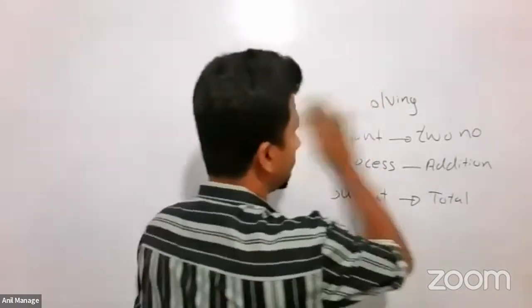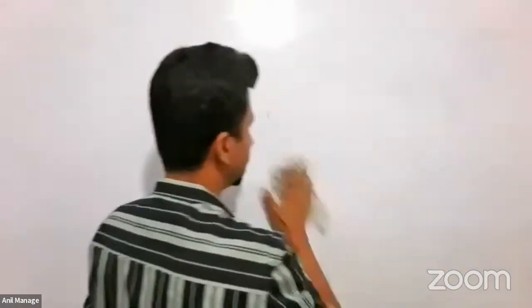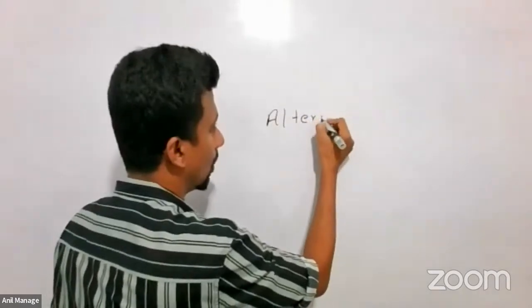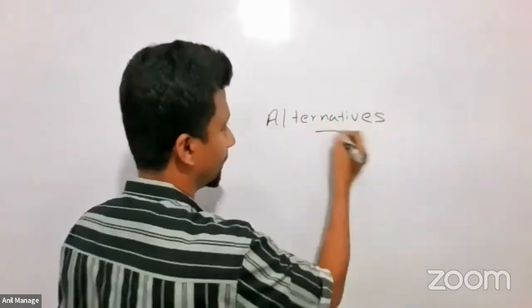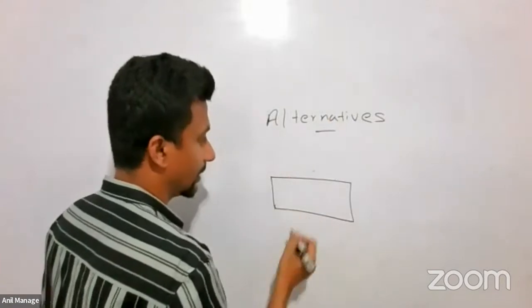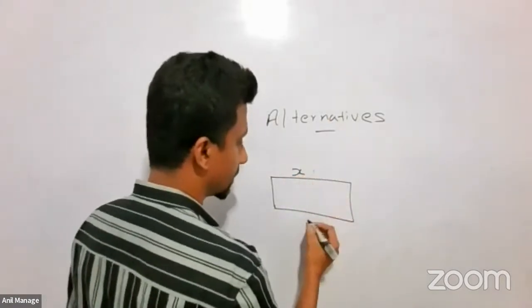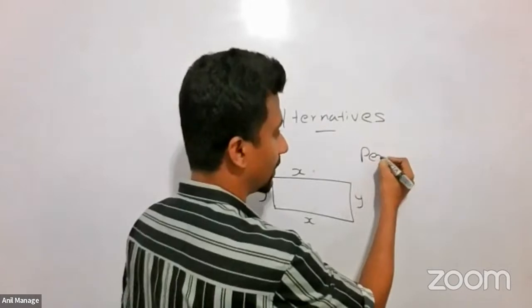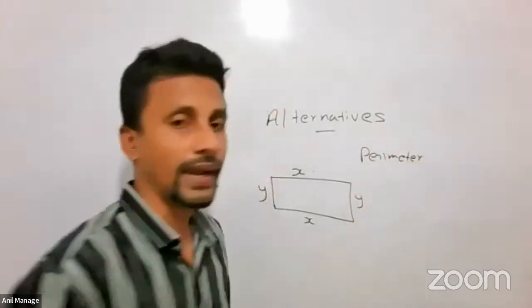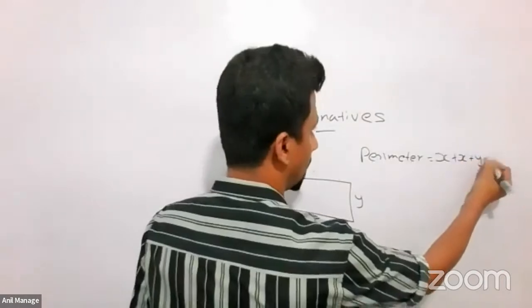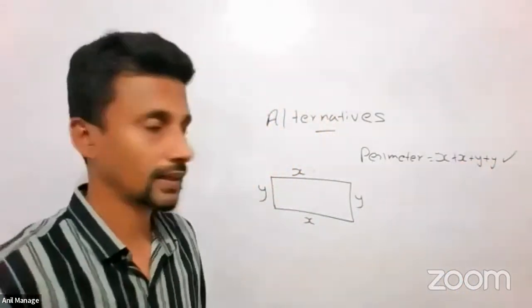Then when you get a problem, when you are going to solve that, you can have different types of solutions. Those are called alternative solutions. Alternatives, right? Now I will take one example which is in your book actually. When you take a rectangle, I'll take X, this is Y, right? And I am asking to find out the perimeter. To find out the perimeter, one of you can tell, okay, sir, we have to add X plus Y plus X plus Y. So that is also correct.